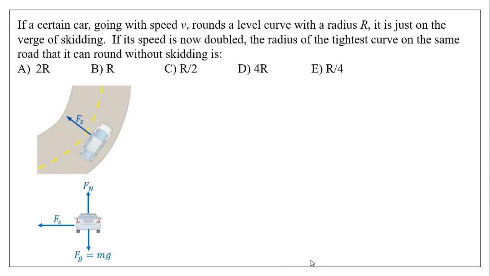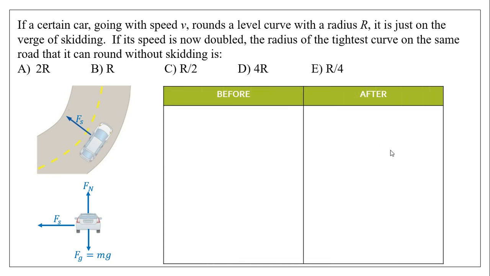All right. Next is the ratio problem. Here's the diagram I just carried over. It says if a certain car going with speed v rounds a level curve with radius r, it is just on the verge of skidding. If its new speed is now double, it wants us to find the radius of the tightest curve on the same road that it can round without skidding. So essentially you have two scenarios. Scenario one, you're moving at speed v with the radius r. Now you're going to double the speed, and it wants to know how big that radius is before you lose control of the car, or before it skids.